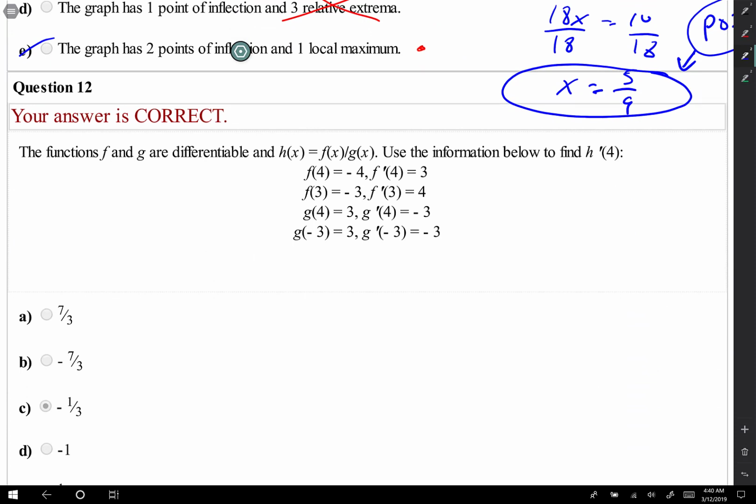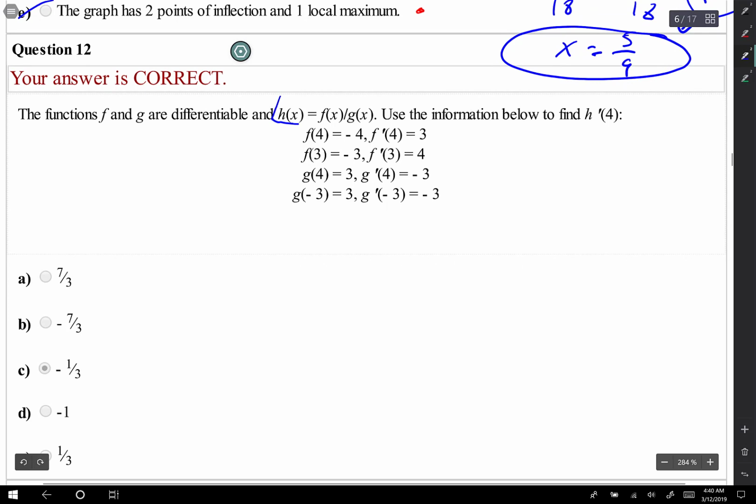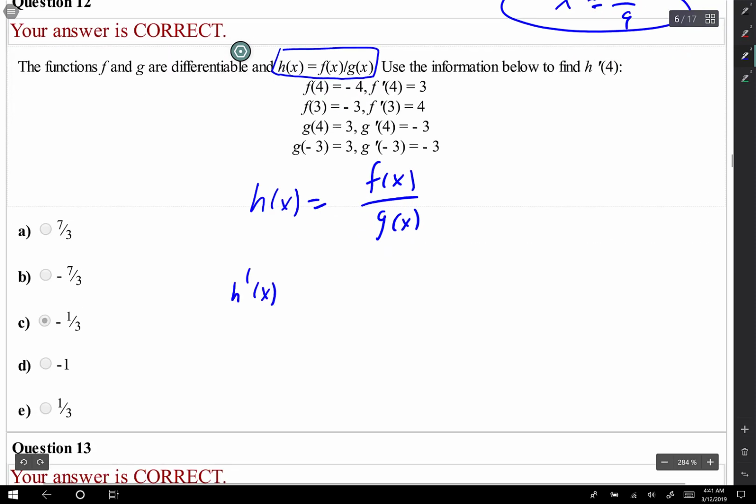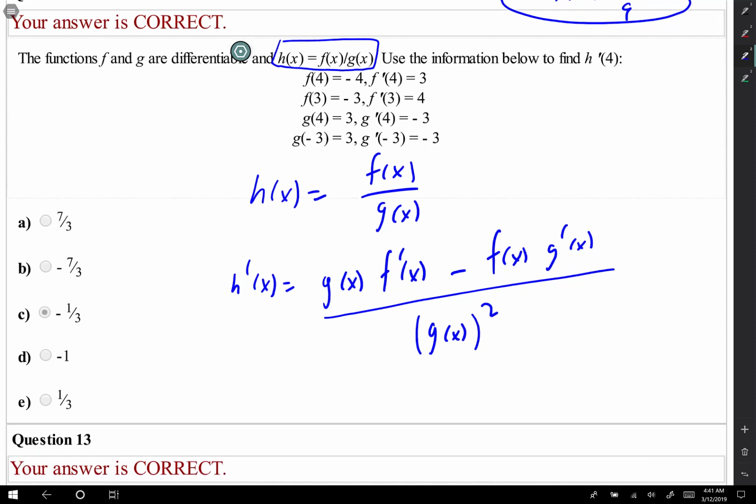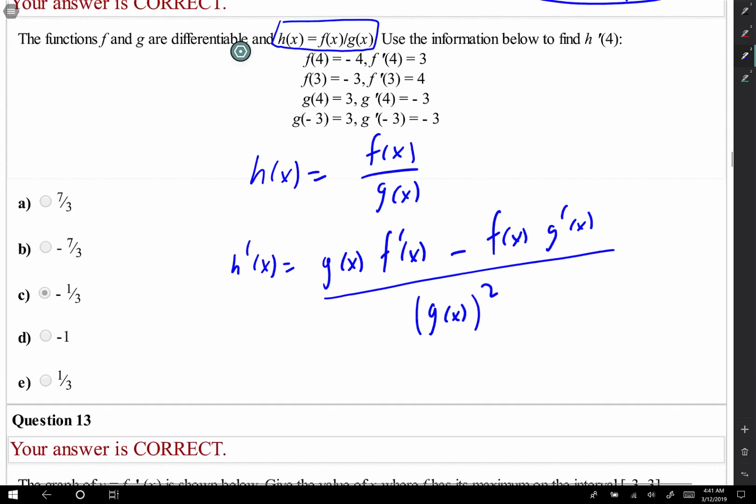The functions are differentiable functions. Use the information to find h prime of 4. So here they're just testing to see if you know the quotient rule, guys. They're telling you that h of x is equal to f of x divided by g of x. So here we go. H prime of x is equal to bottom times derivative of the top minus top times derivative of the bottom, all over bottom squared. Now some of you guys know a little trick: low d high minus high d low over low low. That's fine, no big deal. You can sing your song.